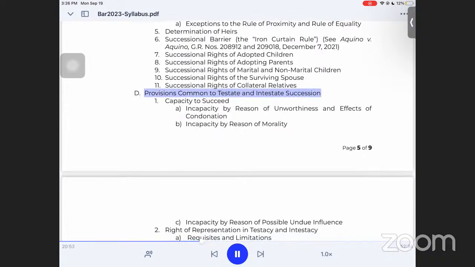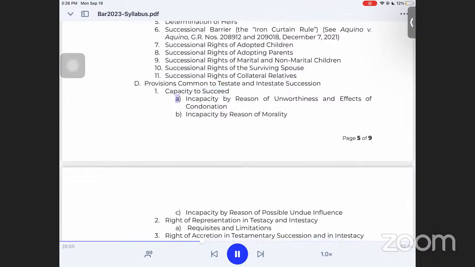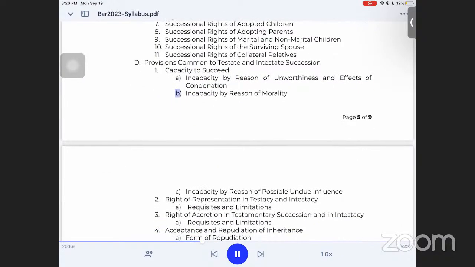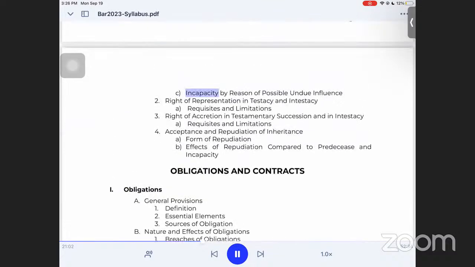D. Provisions common to testate and intestate succession. 1. Capacity to succeed. A. Incapacity by reason of unworthiness and effects of condemnation. B. Incapacity by reason of morality. Page 5 of 9. Obligations. C. Incapacity by reason of possible undue influence.